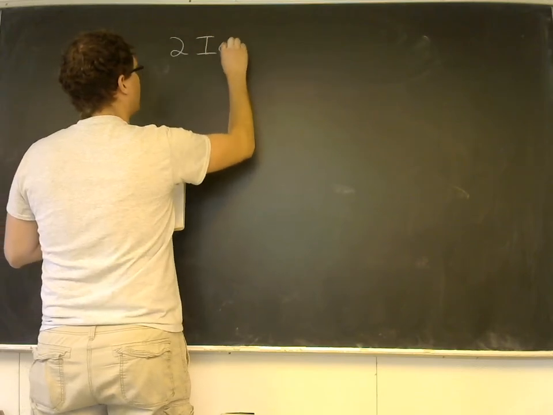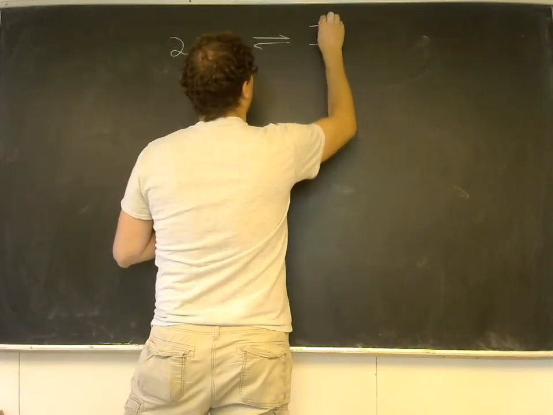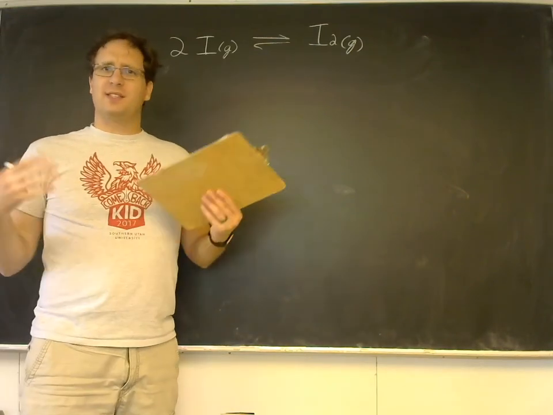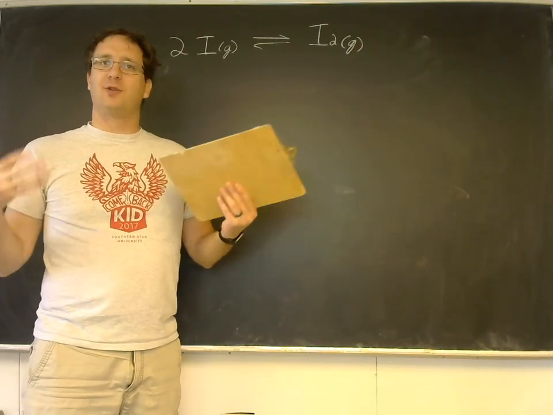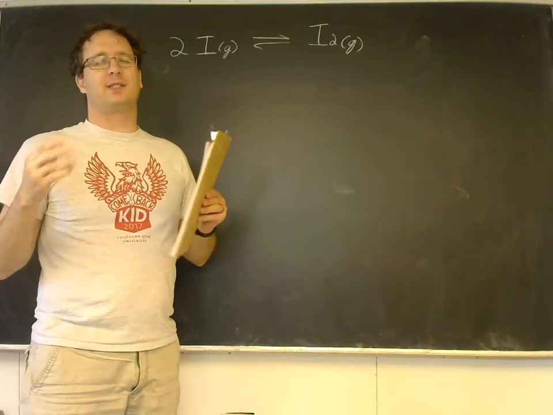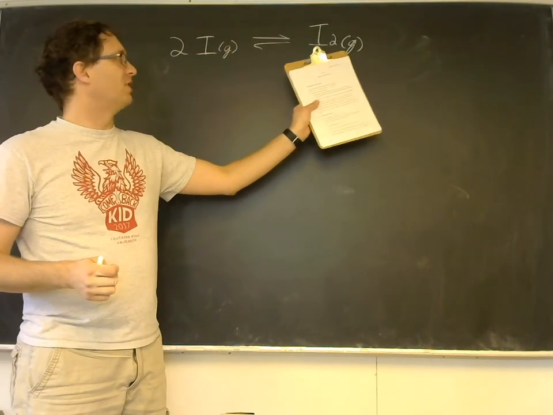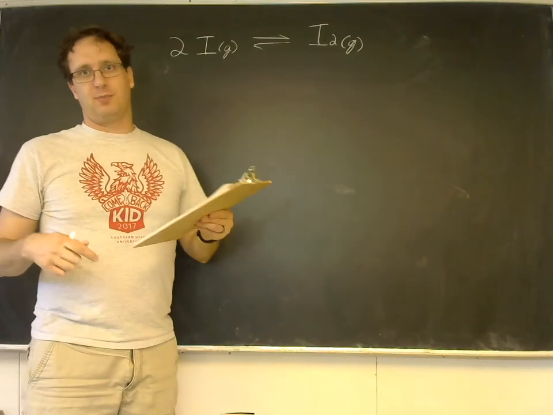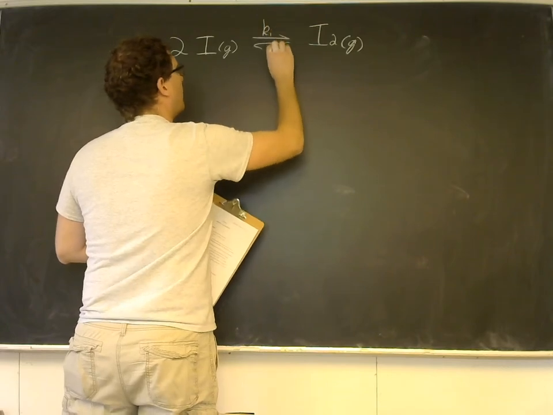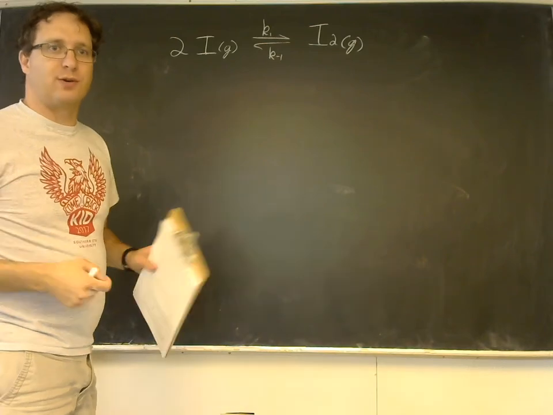2I gas, those are individual iodine atoms, in equilibrium with an iodine molecule, I2. And this is going to be a single step reaction mechanism, an elementary step. It is bimolecular in the forward direction and unimolecular in the reverse direction, but my main point here is that we can talk about the rates of the forward and reverse reaction using the tools we learned in reaction mechanisms.